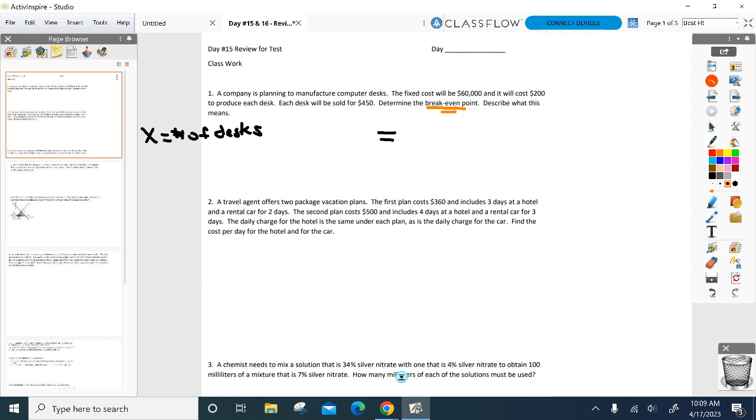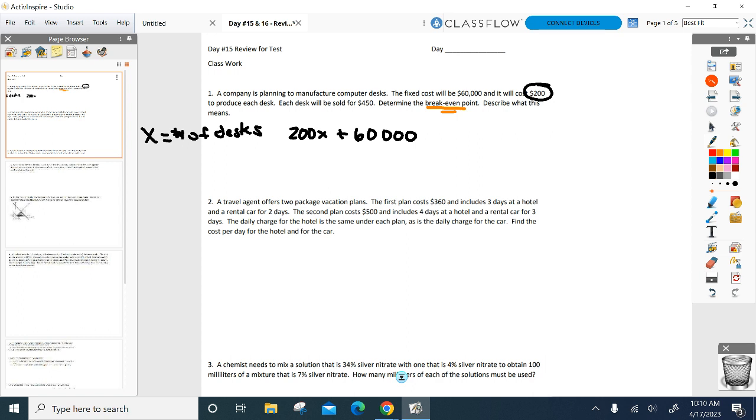And you should usually have two pieces on that left side. One is, hey, it's going to cost me $200 a desk to make. So I have 200X, right? And then most of the time, there's some other cost associated no matter how many desks you end up making. And you see up here, fixed cost $60,000. That means you make one desk or you make 100 desks, it's still going to cost you $60,000 up front. So that's what I need to add into the cost side. So I have $200 a desk to make plus no matter how many desks, $60,000.